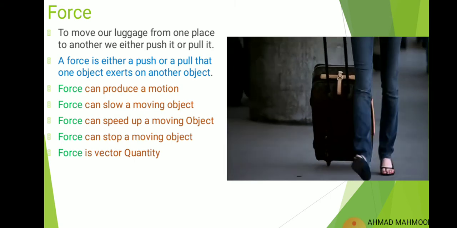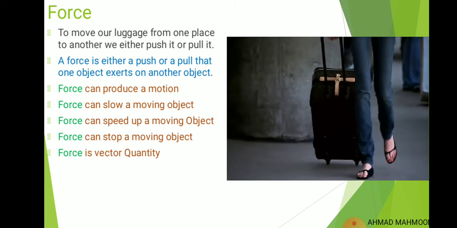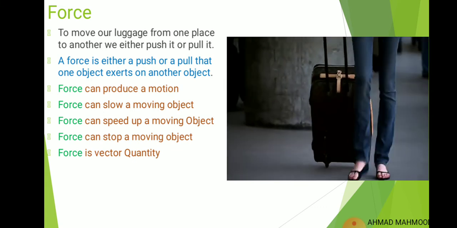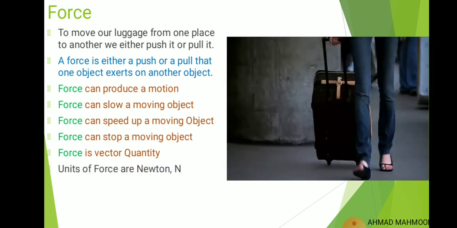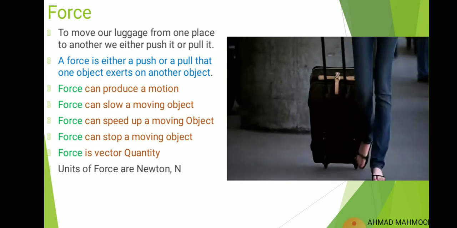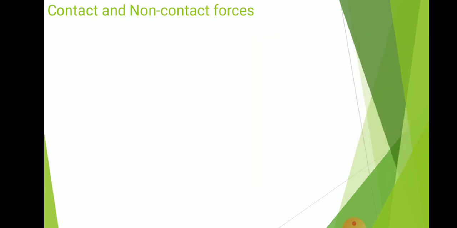A vector has a magnitude as well as a direction. Units are in Newton, which are equal to kilogram meter per second square. Then we have the types of forces. One is contact force, the other is non-contact forces.